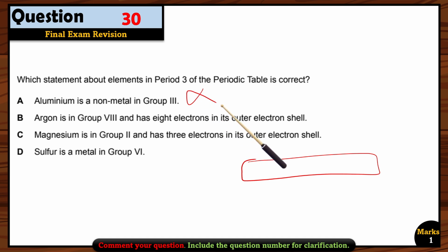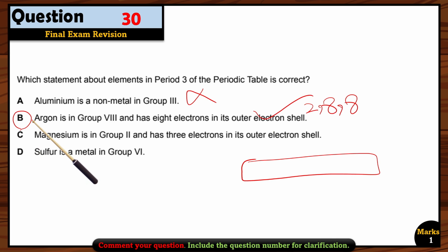Argon is in group 8. Yes, that's right, and has 8 electrons in its outermost shell. Yes, if you look at argon, its atomic number is 18, so it means it has 2 electrons in the first shell, then 8, and in the third one it is also having 8 electrons. Okay, so how many? 18 together. So this option is the right option.